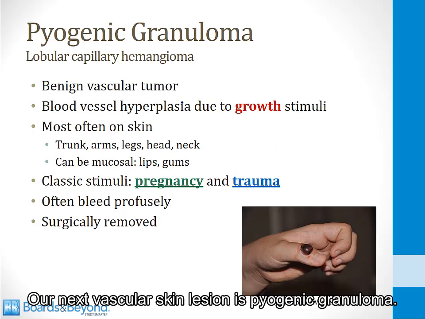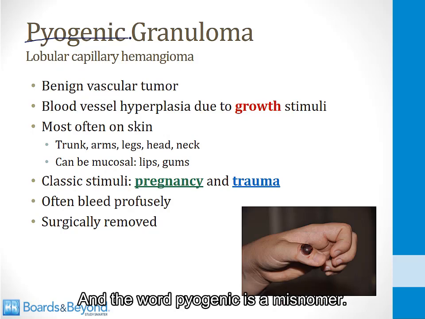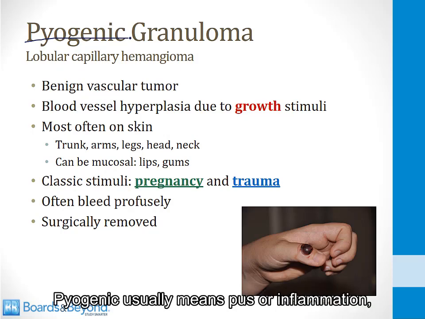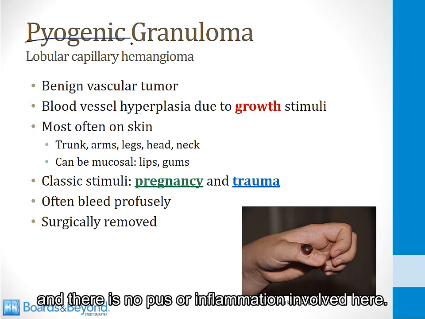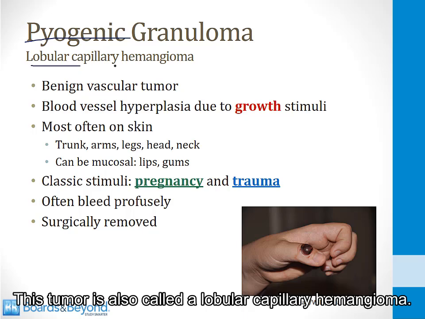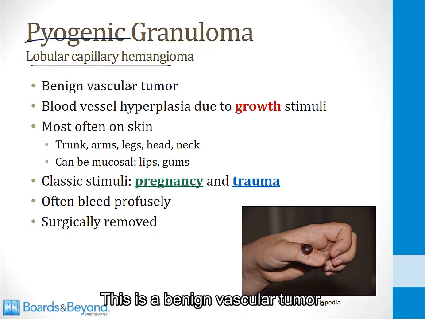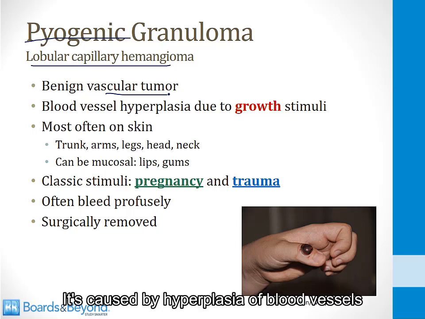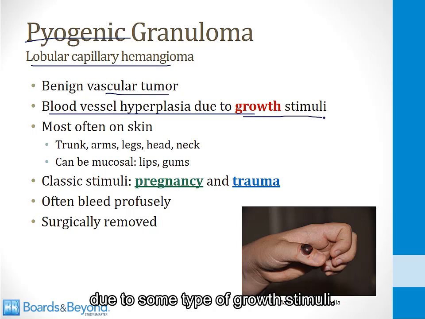Our next vascular skin lesion is pyogenic granuloma, and the word pyogenic is a misnomer. Pyogenic usually means pus or inflammation, and there is no pus or inflammation involved here. This tumor is also called a lobular capillary hemangioma. This is a benign vascular tumor. It's caused by hyperplasia of blood vessels due to some type of growth stimuli. It most commonly occurs in the skin.